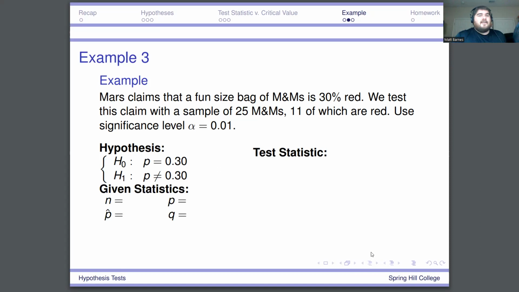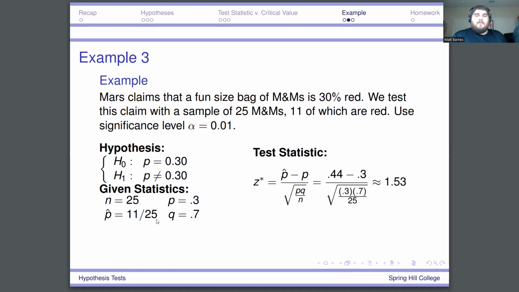So what I need is a couple numbers here. I need my p-value and my q. So 0.3 and 0.7, that comes from what we're being told. 0.3 is our p-value here. And so I do 1 minus that, and I get 0.7. That's going to be our q. Our sample size was 25, and then our p-hat was 11 over 25. 11 of the M&Ms in our 25 M&M sample were red. So we get those 4 numbers, and we're pretty much good to go.